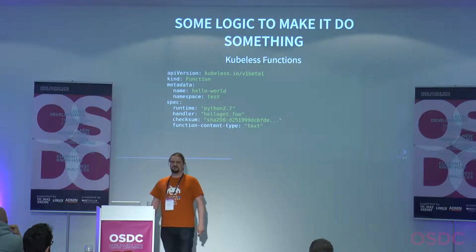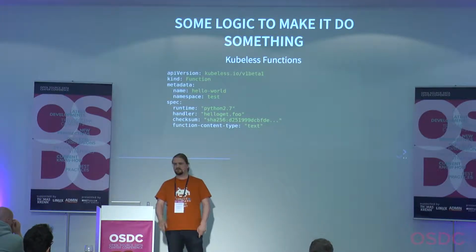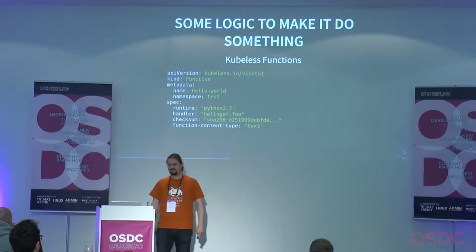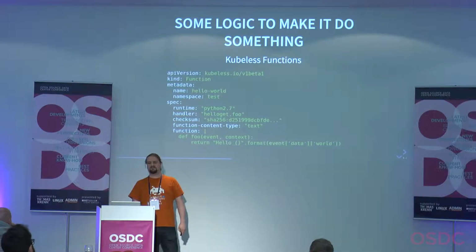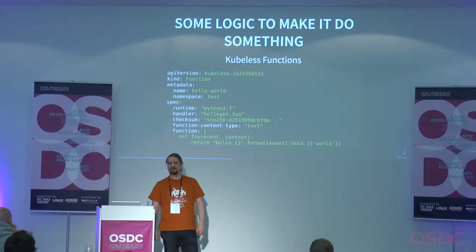We also have to give it a content type, in this case text, because we inline the function. You could also provide it in form of a zip file, but for this example, just stick with a simple one. And we have to provide the actual function. In this case, a simple 2-line Python hello world example. What else did you expect?